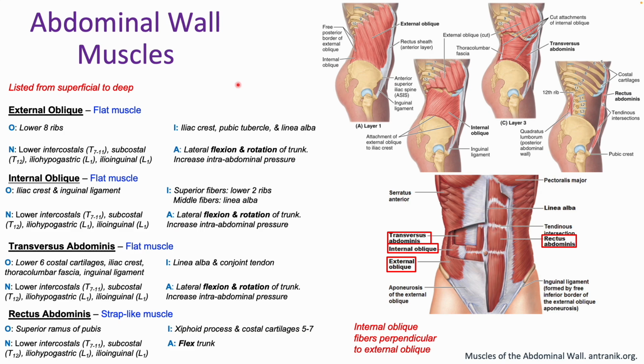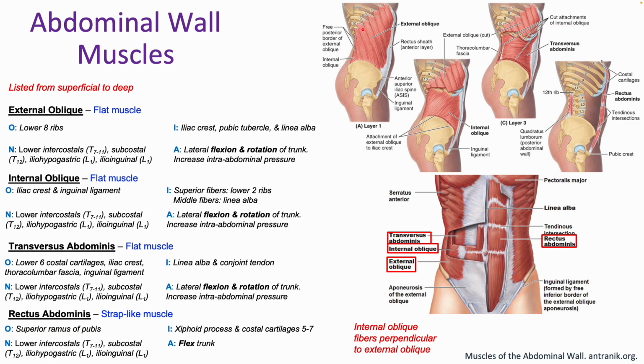And now we're going to come to our abdominal wall muscles. We're going to have 4 muscles that we want to look at here, and these are listed from superficial to deep. Our first one is going to be the external oblique muscle, and this is going to be a flat muscle. You'll see this trend: we're going to have 3 flat muscles and then 1 strap-like muscle. So our first flat muscle is our external oblique. They're also listed left to right here, so that's going to be here.